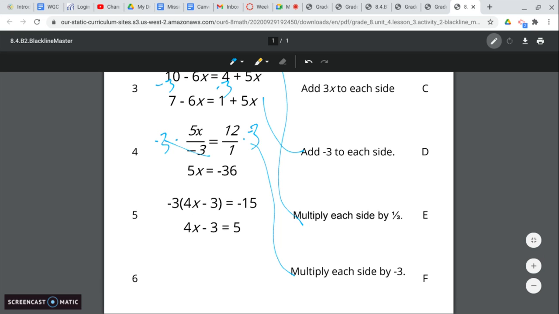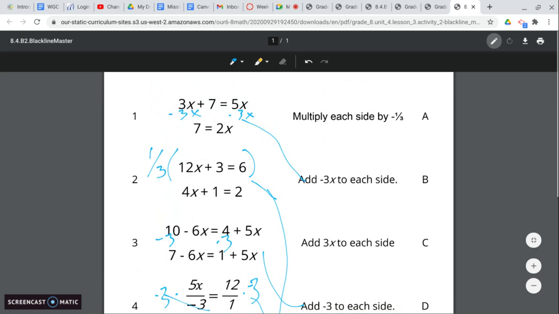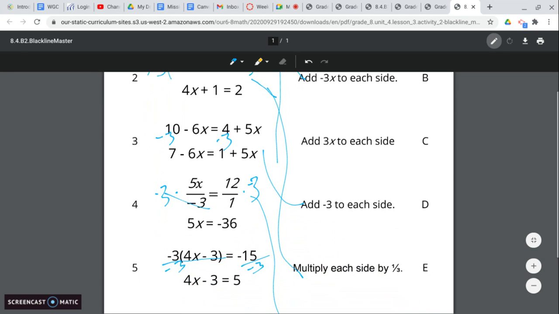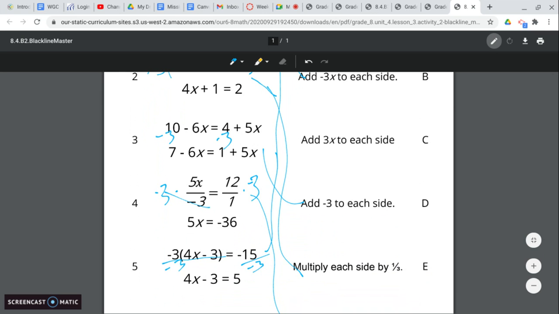All right, and number 5, we have negative 3 times the quantity 4x minus 3 equals negative 15. And we ended up with 4x minus 3 equals 5. So how'd we go from having this negative 3 here to no longer having it? What'd we do? Well, we divided by negative 3 on both sides. Or let's see, they probably multiplied by a fraction. You can multiply by a fraction. It's the same thing as dividing. That's up to you how you want to think of it.